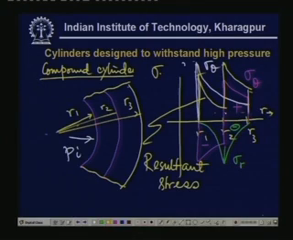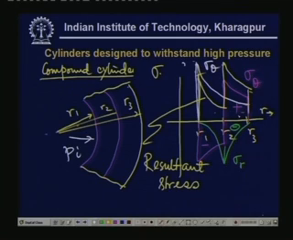But if we have a compound cylinder, then you see that all the cylinders are stressed to the same extent, and thereby we have saved some material. So that is very clear from this diagram, how a material saving can be done, as well as a high pressure could be withstood in a cylinder.